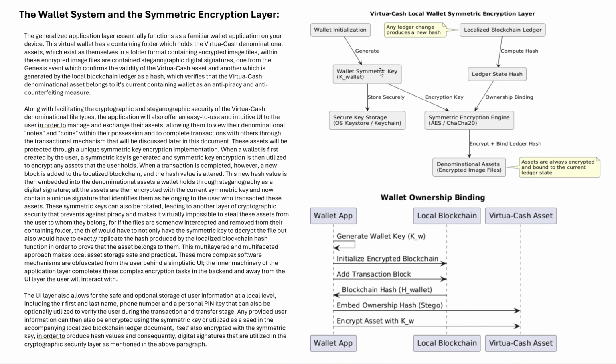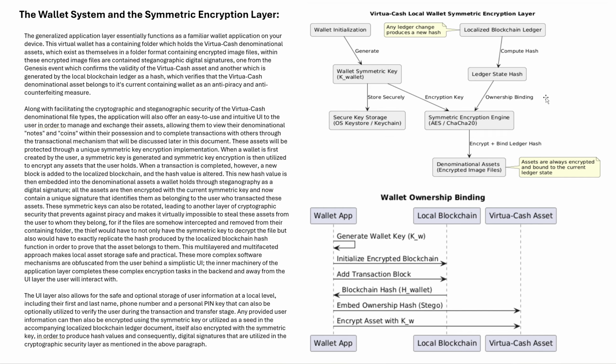This key is then used with the symmetric encryption engine to encrypt anything inside of the wallet that belongs to it. So we can think about the blockchain as belonging to the wallet. We can think about the assets themselves as belonging to the wallet. Anything that belongs to the wallet is encrypted with this encryption key.